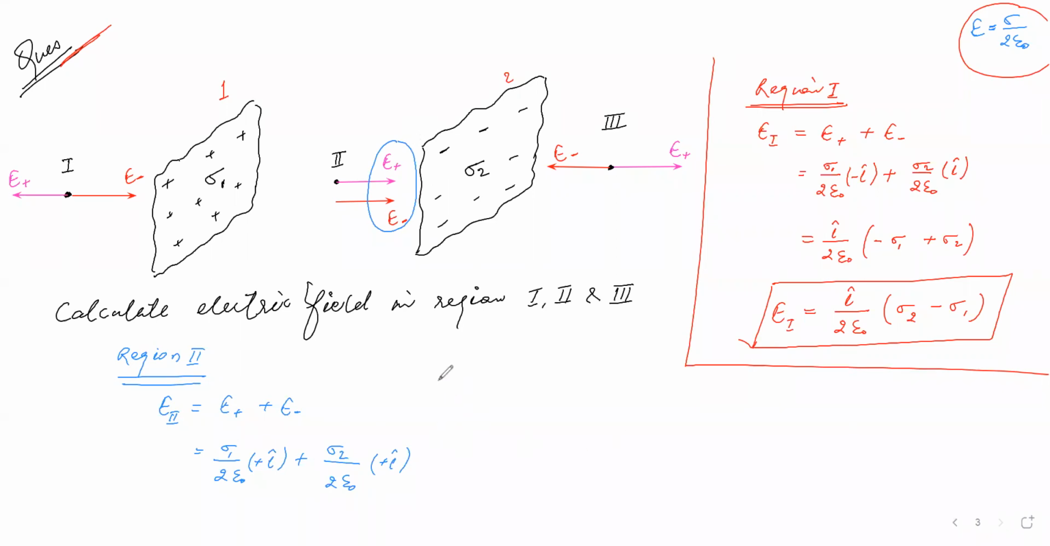After calculation, you get the field in region 2 as i cap over 2 epsilon naught, which can be taken as common, times sigma 1 plus sigma 2. This is your value of electric field in region 2. Sir, note it down, please. Sorry. Sir, why in region 1 is it going to both sides?